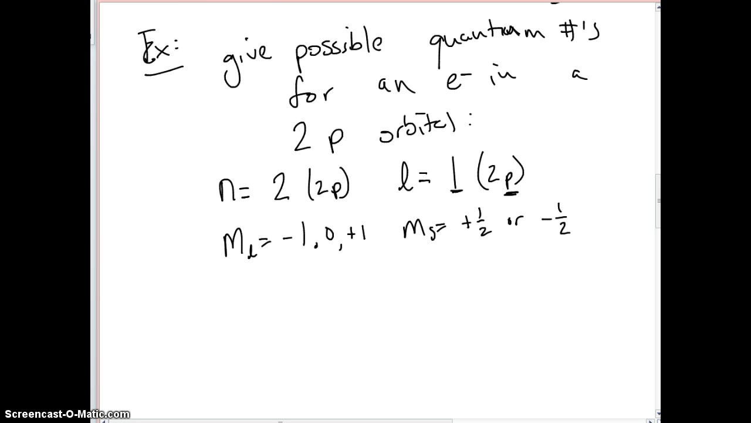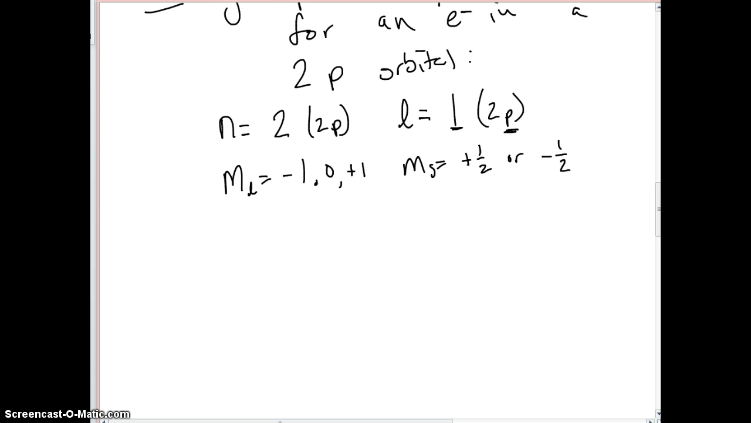So there's a lot of possibilities we could say here. We could say n equals 2. We could say L equals 1. And those are the must-haves. And then m sub L, because it is a range, this could be a -1. Or it could be 0. Or it could be +1. Doesn't matter. And then m sub s could equal +1/2.